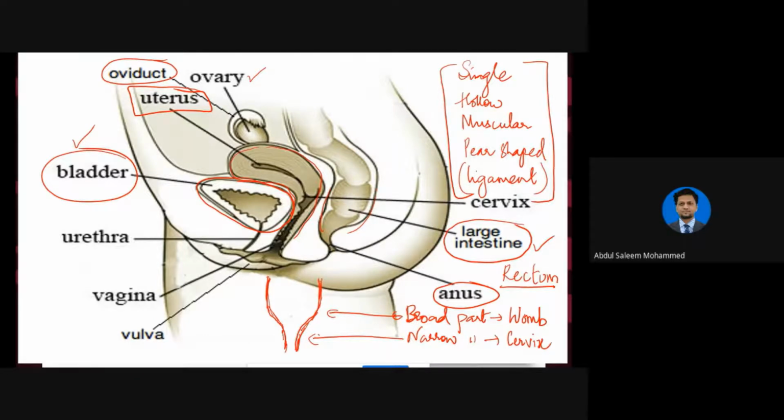So in other words, you can say the broad part is the upper part, and the narrow part is the lower part of the uterus. Broad part, upper part, is known as the womb, and the lower part, that is narrow, is known as the cervix. Now this cervix is also called the birth canal in common terms. So this is how the uterus is described externally.